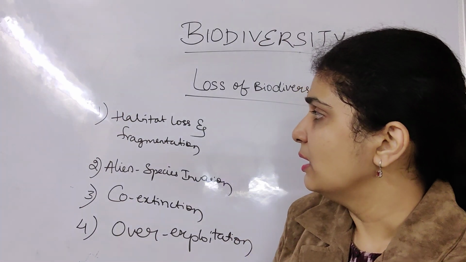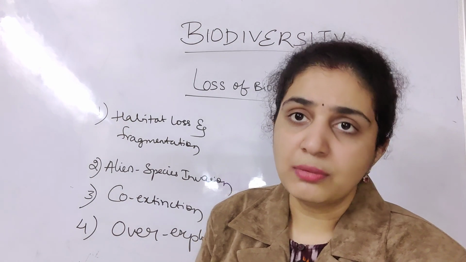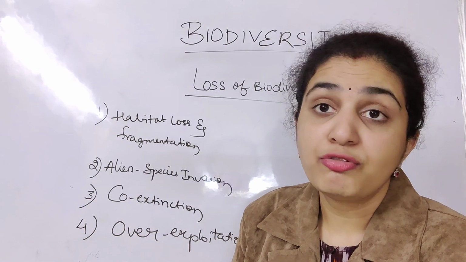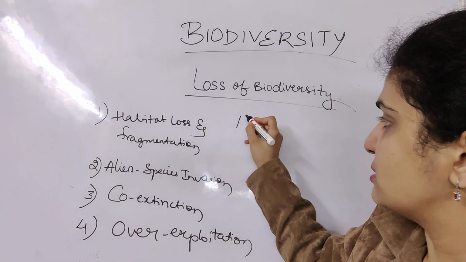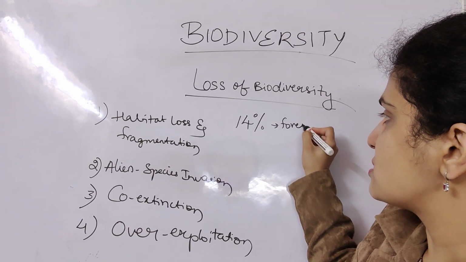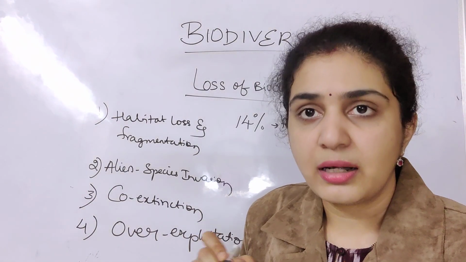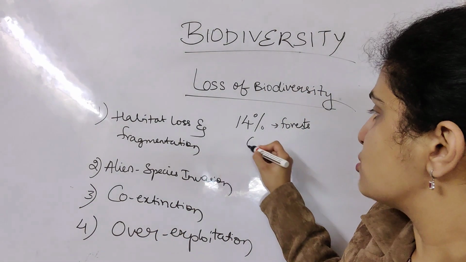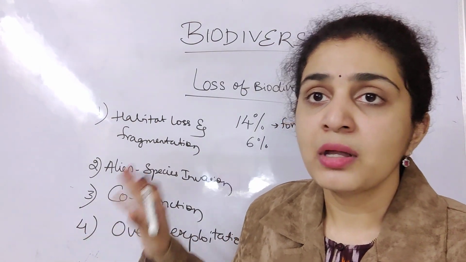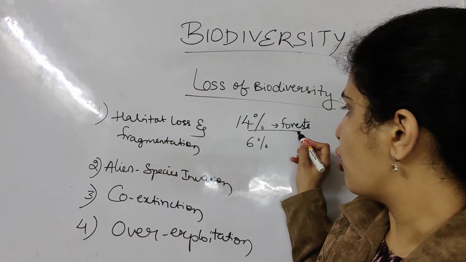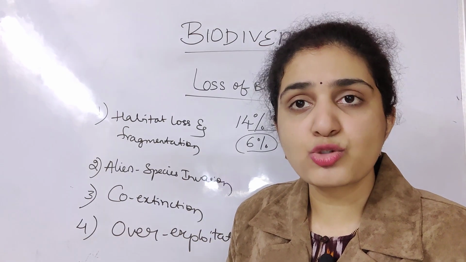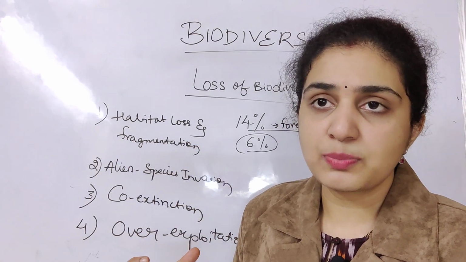So in habitat loss and fragmentation, I want you to clearly remember that about 14% of the land's surface was occupied by forests. But now only 6% is occupied by forest. Of the world's total surface area, 14% was forest, and now only 6% they are occupying. Why is there so much change from 14% to 6%?